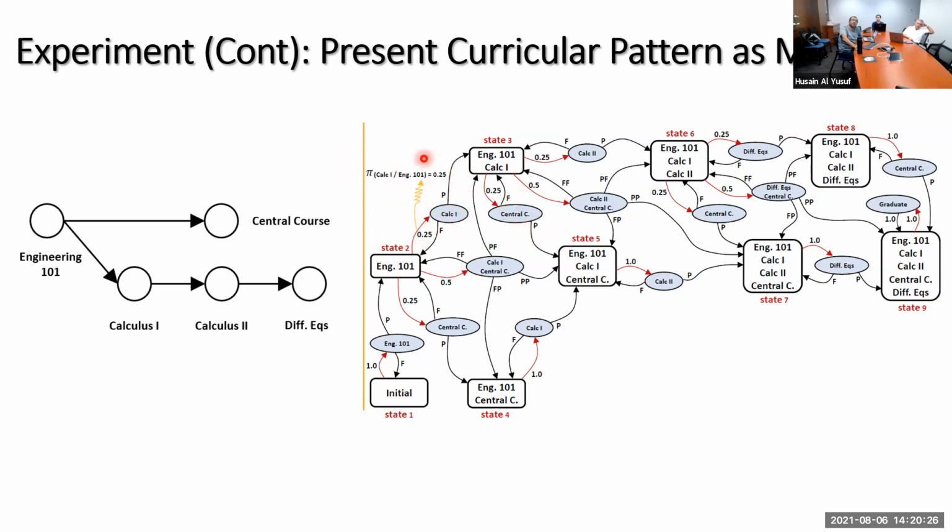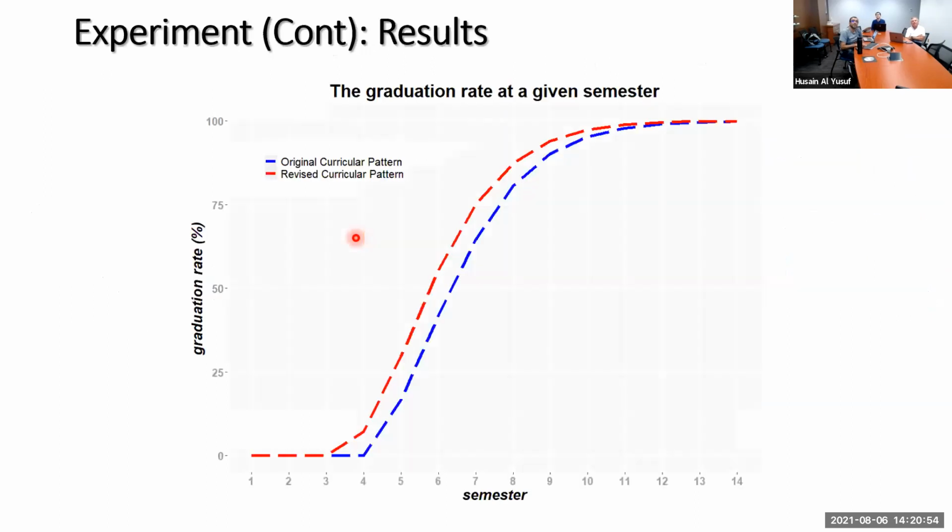And here is the policy as mentioned in this notation. That policy means there is a 25% chance that if you are in state Engineering 101, you take the action of going to Calculus next, so taking Calc 101. Okay, got it. So this is the results we have.